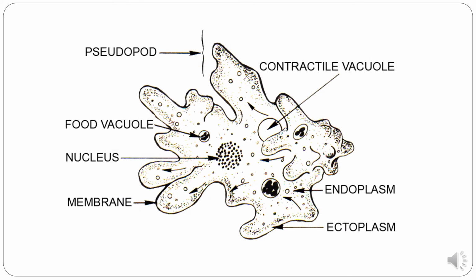Here in the figure you see the pseudopods, finger-like projection, food vacuoles, nucleus, outer membrane. This is ectoplasm, endoplasm inside, and this is the contractile vacuole.